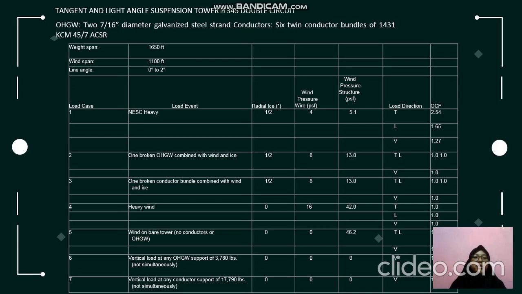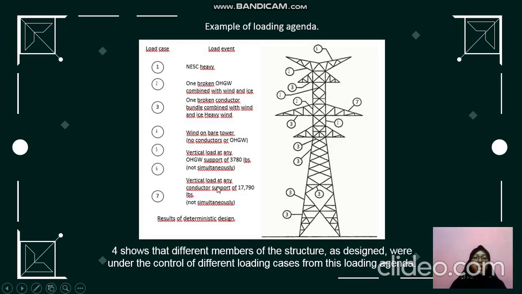This is the tandem and light angle suspension tower. Weight span, wind span, line angle, and then load case. And number one, this is NSG heavy, load even, and then number two, one broken, and then others. Okay, next example of loading agenda.